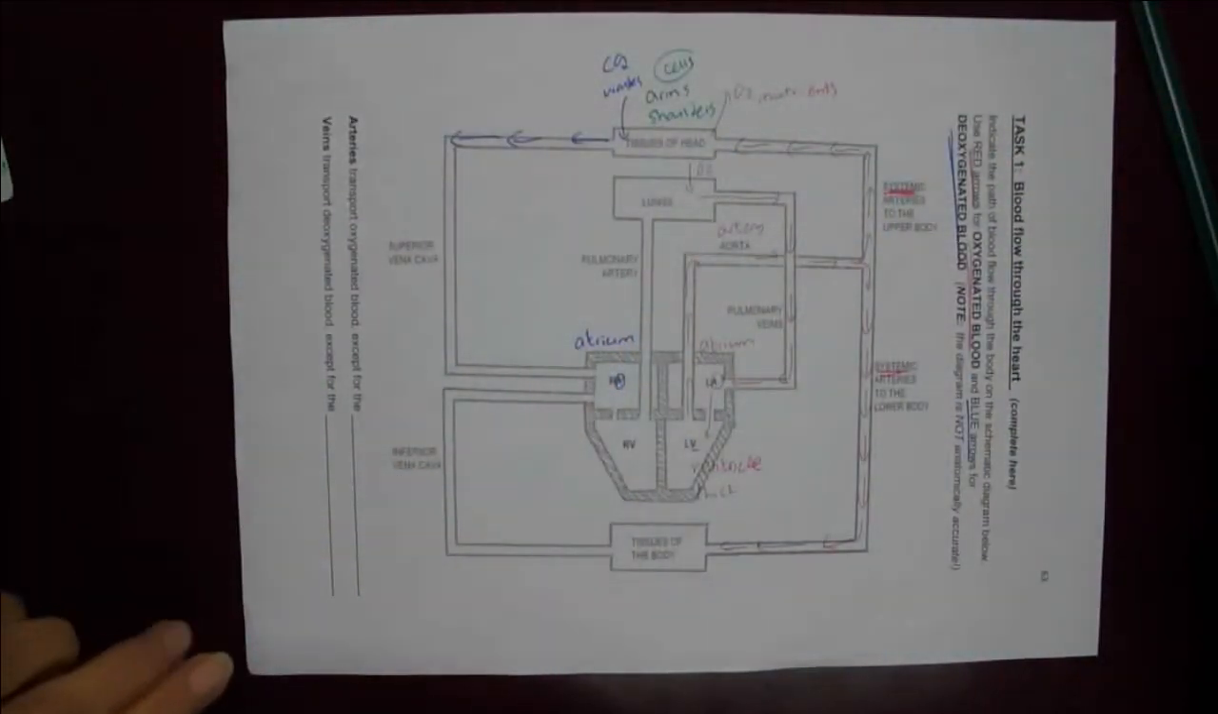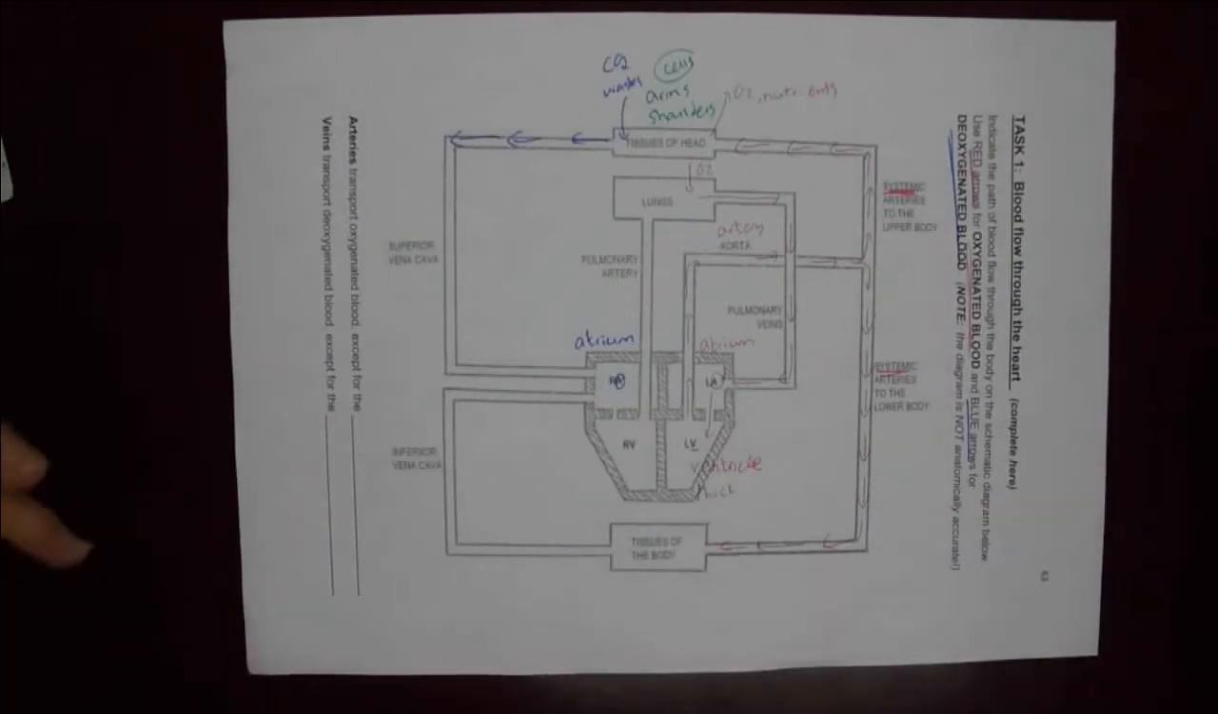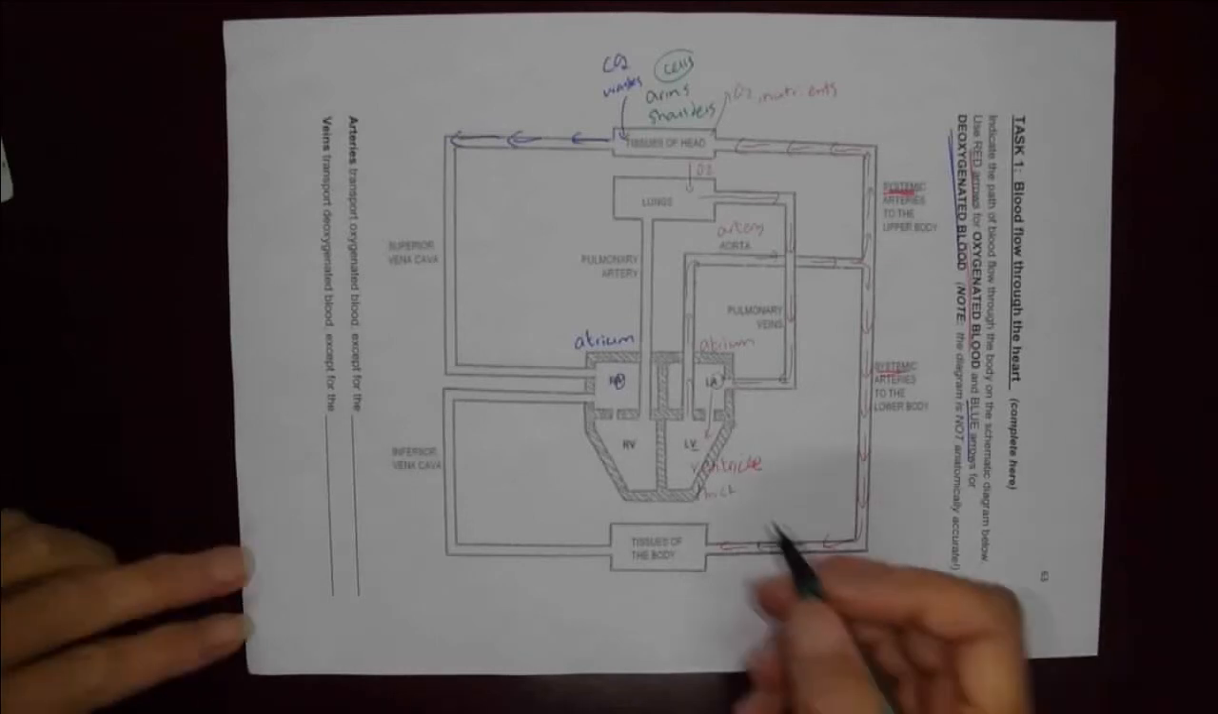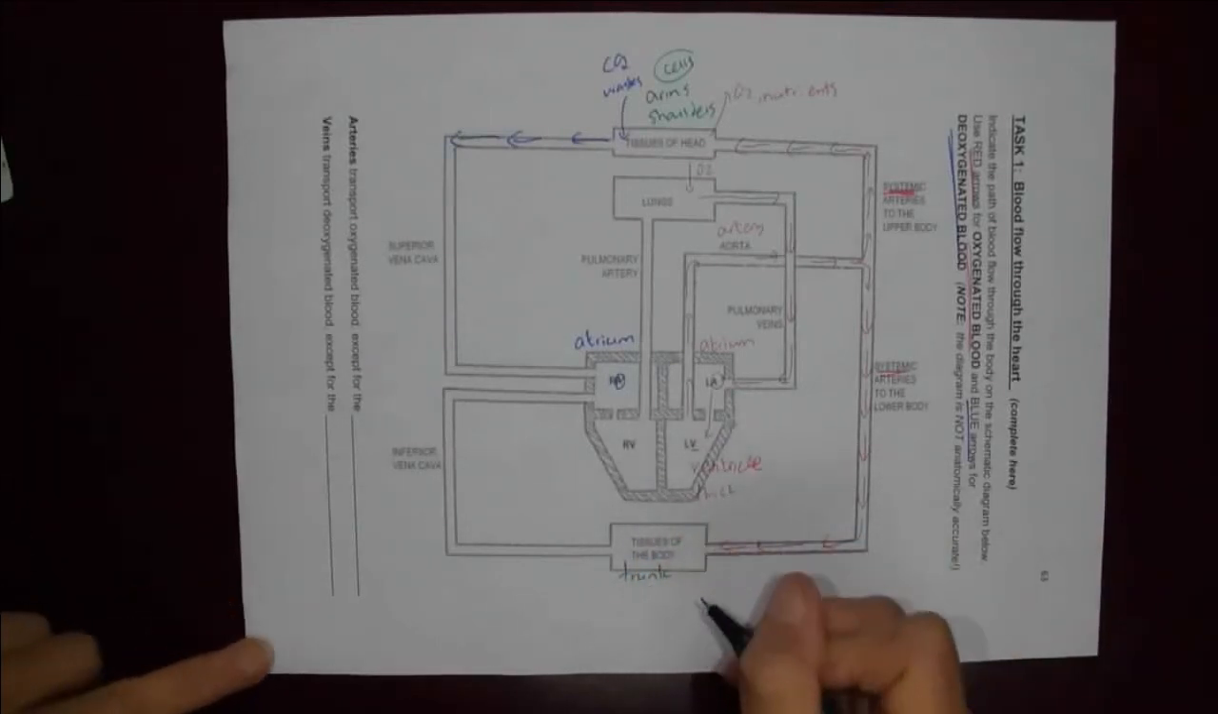Alright, so let's continue the journey here. So, tissues of the body. Well, we could say here tissues of the lower body. So tissues and organs and systems in the trunk. So anything below your heart basically.